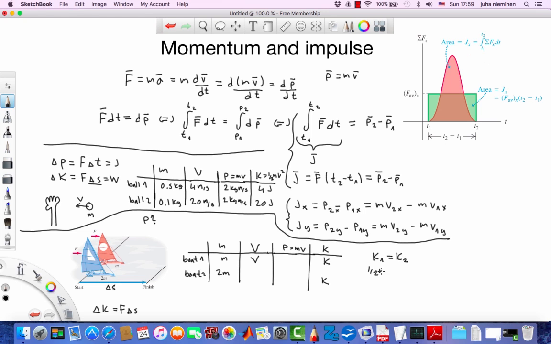So the kinetic energy of the first one is half times m v1 squared. And that equals half times the mass of the other one, 2m, and its velocity is some v2 squared. So halves and m's cancel, and we get that v2 is the square root of v1 squared divided by 2. So v1 divided by square root of 2. So it's a little bit slower.